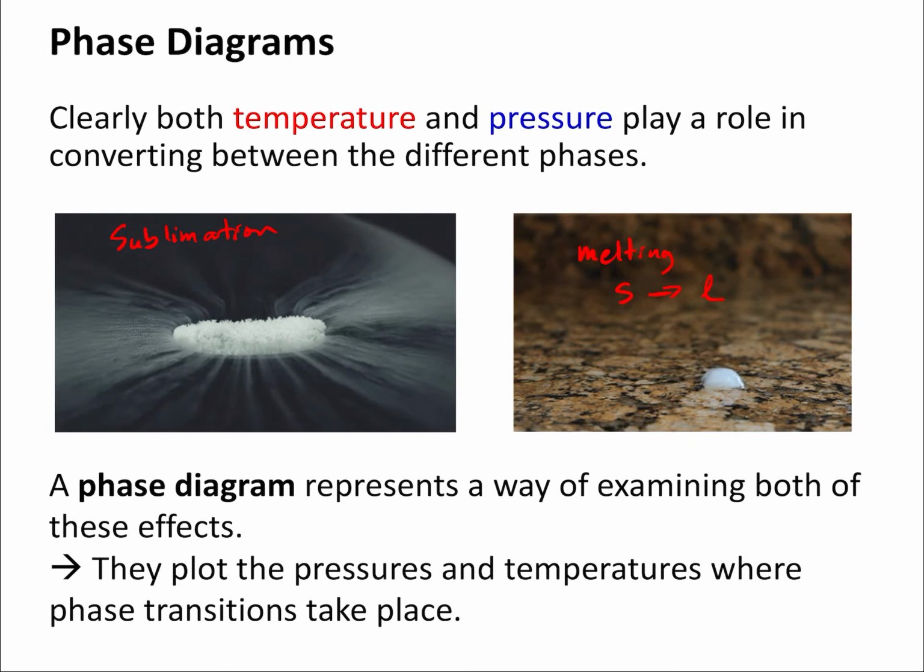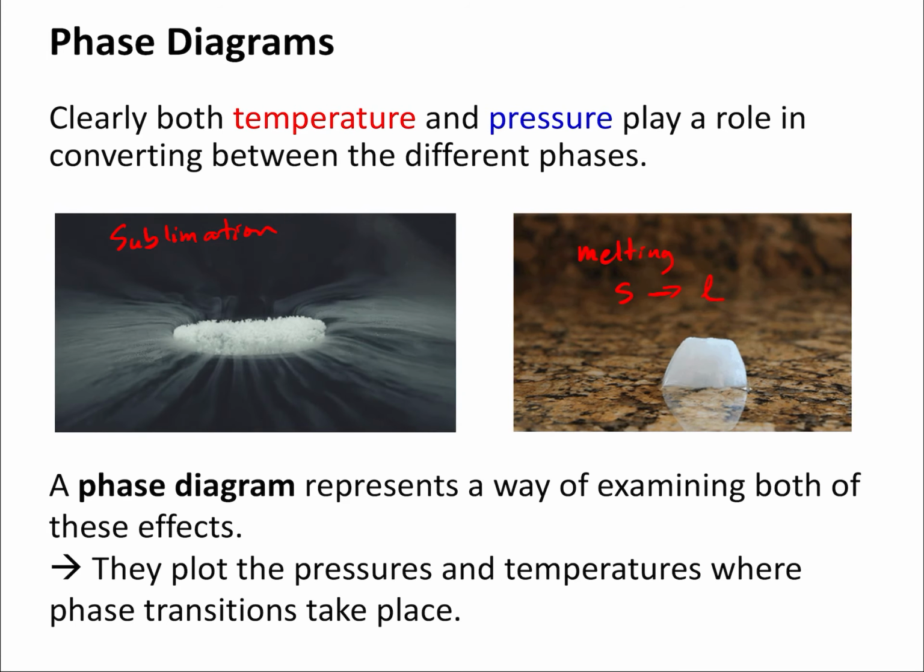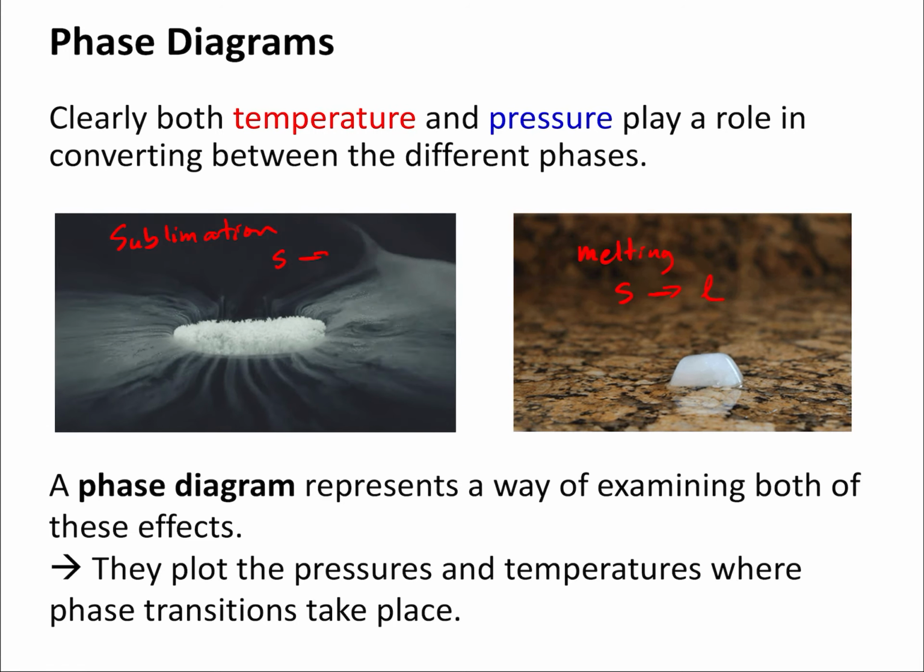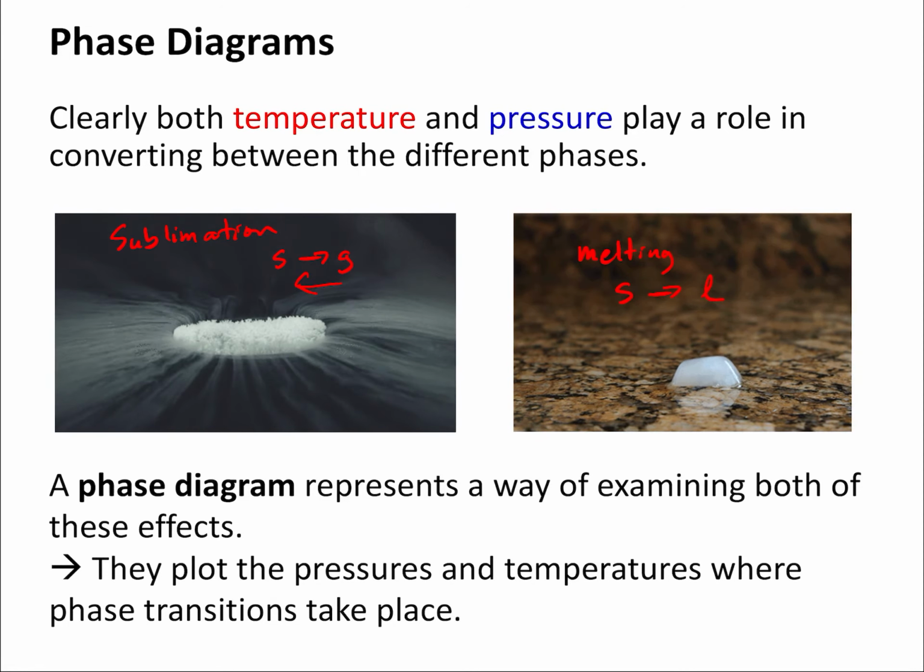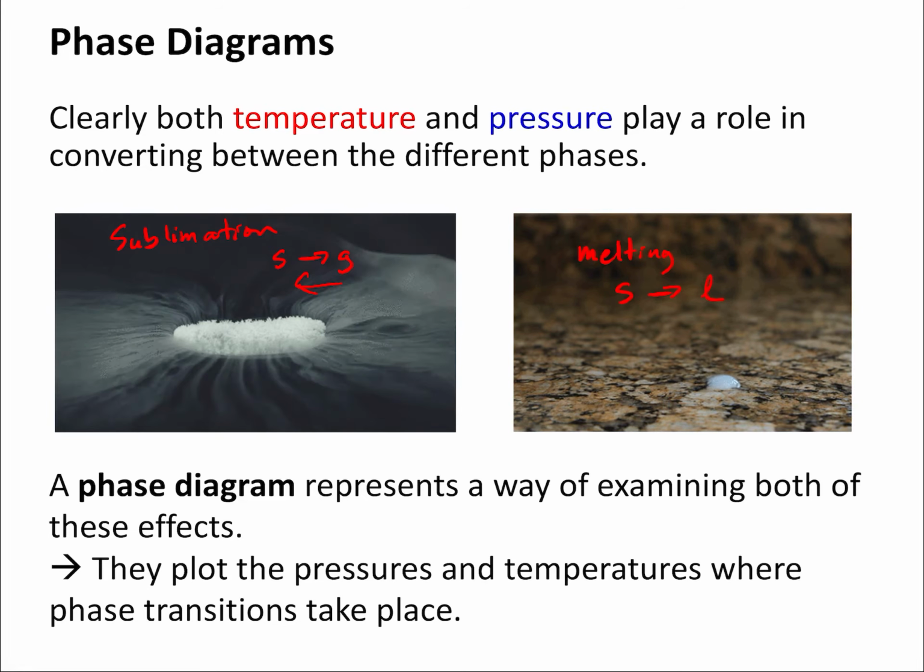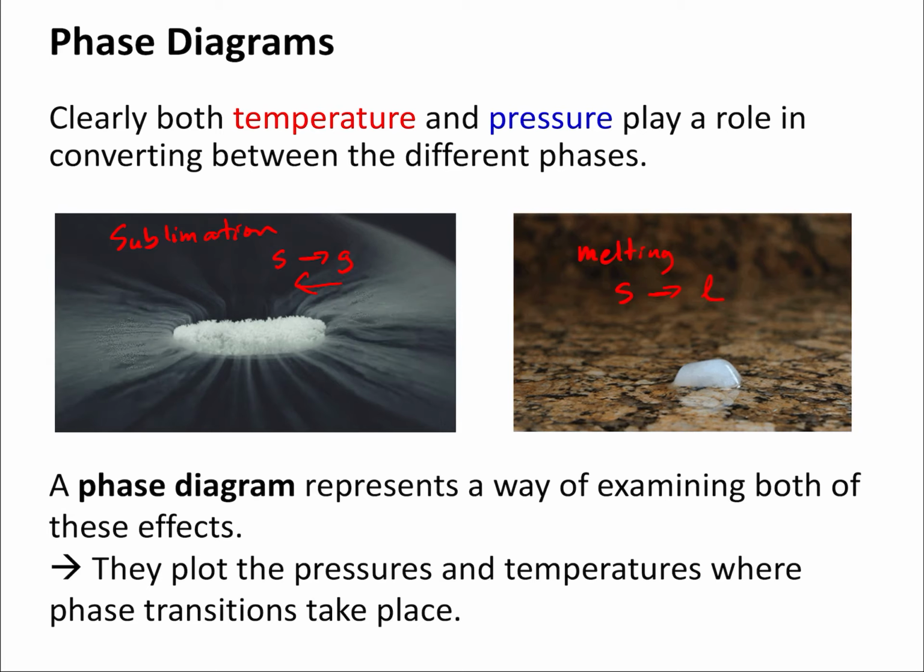This is dry ice going directly from the solid into the gas. And the reverse process is called deposition. So the phase diagram basically shows what all these boundaries are and how they depend on temperature and pressure.